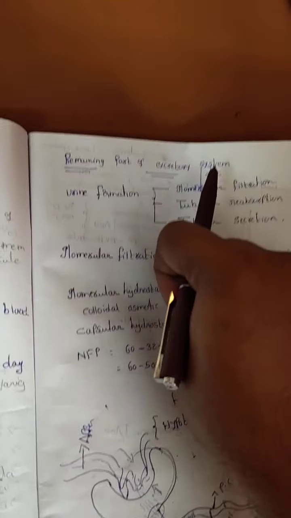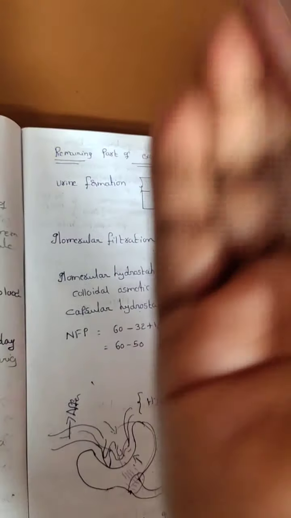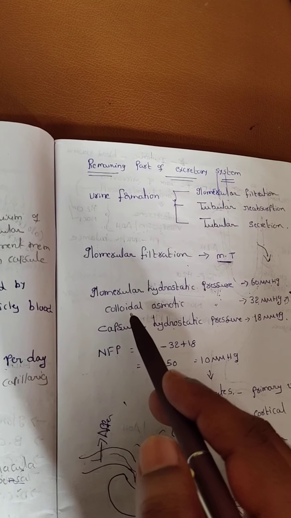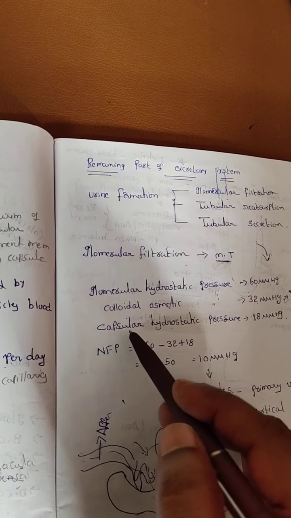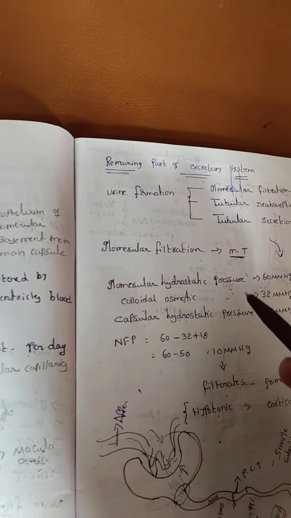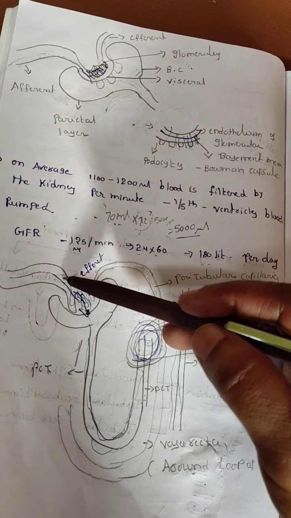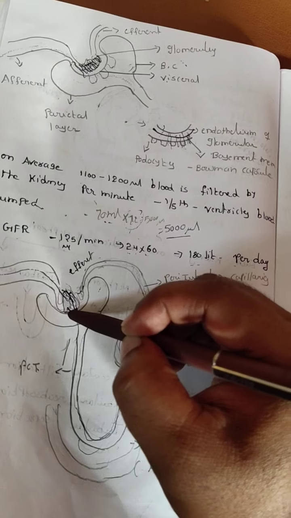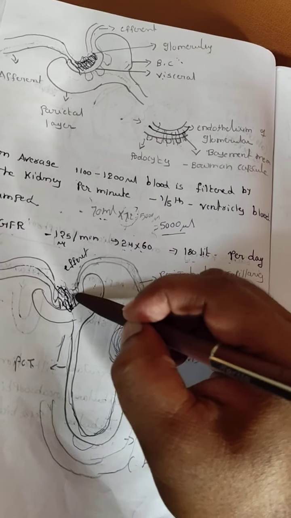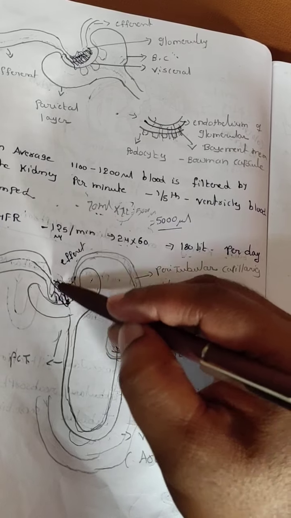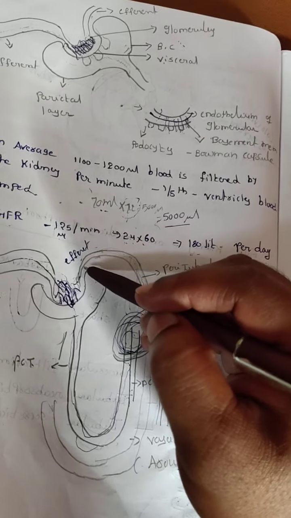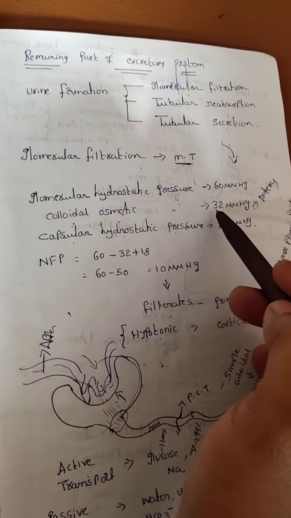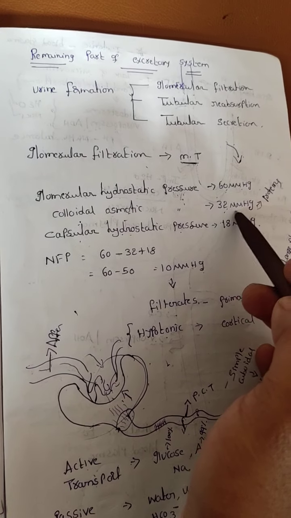When this pressure is exerted, compulsorily an opposite force is also exerted. What are the opposite forces? One is colloidal osmotic pressure, another one is capsular hydrostatic pressure. Why? Because when blood forcefully enters here, some large plasma proteins are there. These large plasma proteins exert a pressure in the opposite direction. That pressure is called the colloidal osmotic pressure. How much is that? 32 mm Hg pressure.